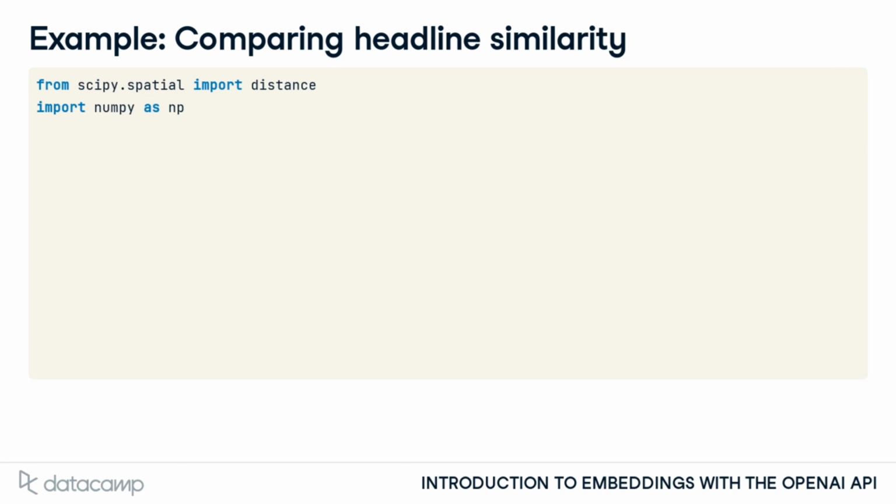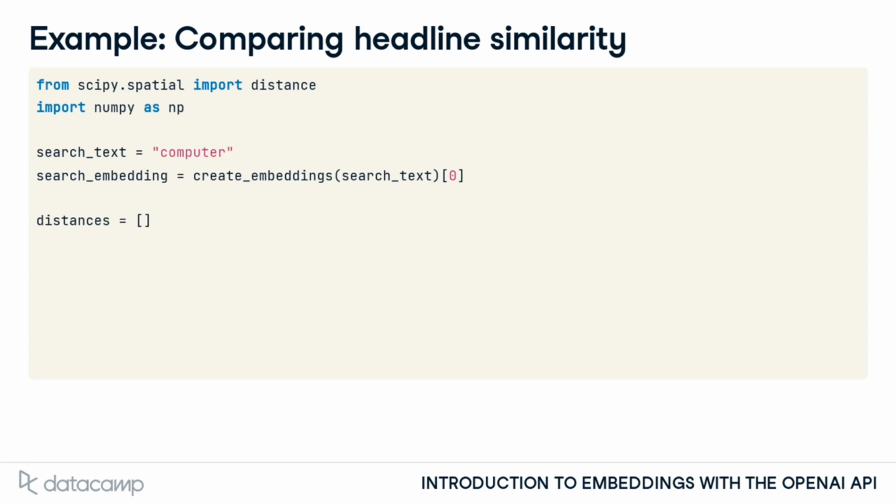Let's start with a piece of text to compare to our embedded headlines: "computer." We start by embedding this text using our createEmbeddings custom function, remembering to zero index the result. To find the most similar headline to this text, we'll loop over each article, calculating the cosine distance between each embedded headline and the embedded query. We start by creating an empty list to store our distances and loop over each article in our articles list of dictionaries.